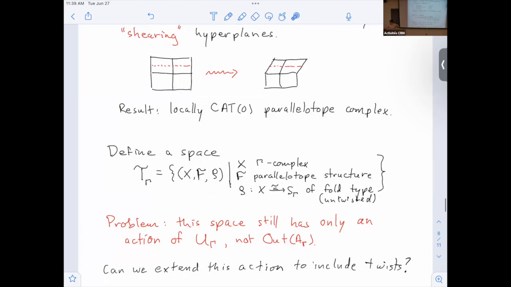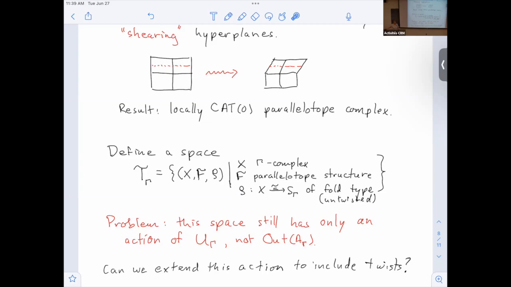So F is, I won't say how we describe it, but we describe this parallelotope structure. We're given a parallelotope structure which comes from skewing hyperplanes. Okay. All right. What's phi? Well, phi so far is, we still require it to be untwisted.